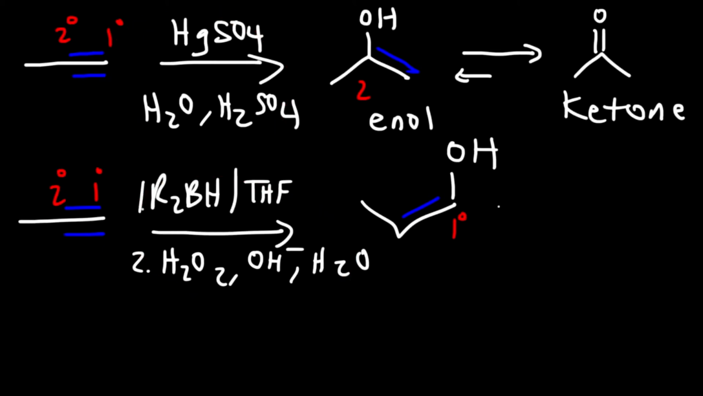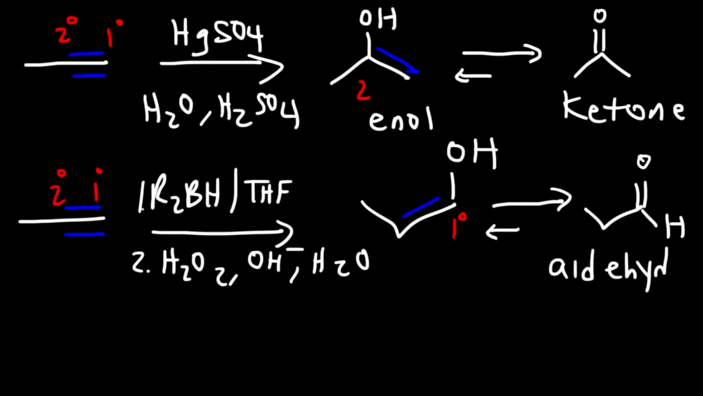Now, just like before, the enol will tautomerize, but if you have a primary enol, it's going to convert into an aldehyde. A secondary enol will convert into a ketone. And so the end result with the hydroboration oxidation reaction of alkynes is that you get an aldehyde. Using mercury sulfate with alkynes, you'll get a ketone.